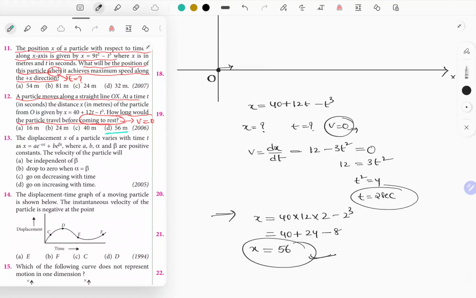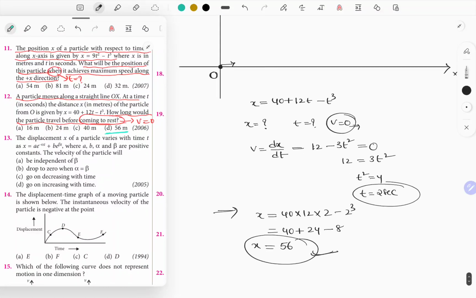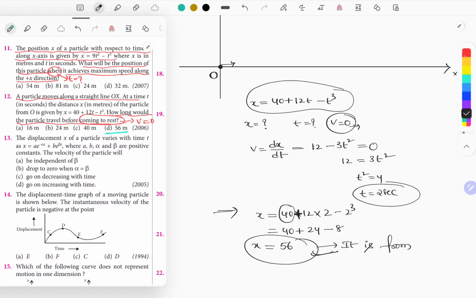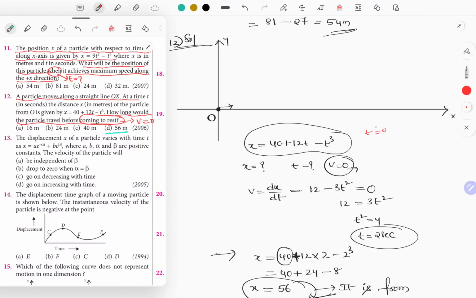But actually, this answer is wrong. Why is this answer wrong? This x is from the origin, so whatever answer we got, it is from the origin. Because I have added 40 also, right? 40 plus 12 into 2 minus 2 cube. That means I have added 40 also. What is 40 here? Look at this. Initially, they have given this equation. If you observe this equation, at t is equal to 0, you have to locate the initial position of the particle. At t is equal to 0, in the sense, you have to substitute t is equal to 0 in this equation. Then what am I going to get? x is equal to 40. That means the object is already at a distance of 40 meter from the origin. This is the starting position of the particle.